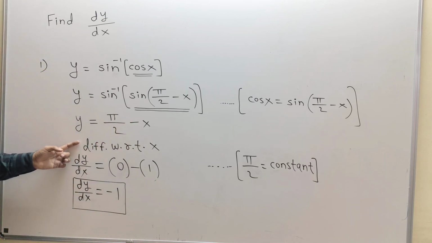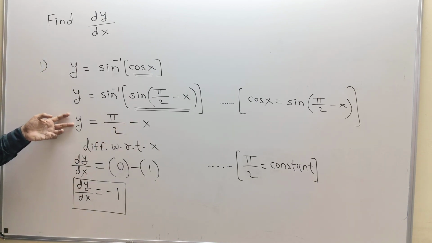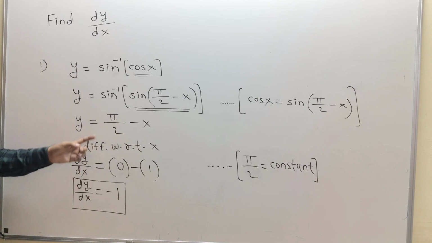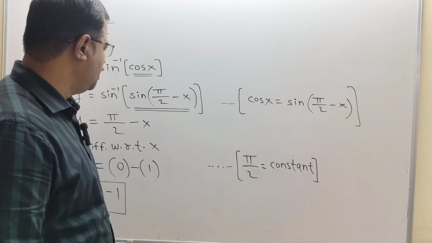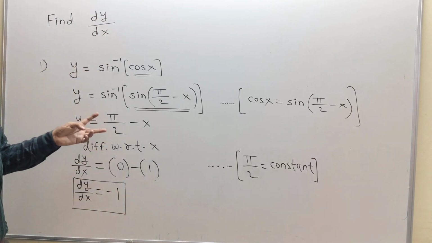Now differentiate with respect to x, the derivative of y with respect to x, dy by dx. The derivative of pi by 2 is 0. Pi by 2 means a constant term.